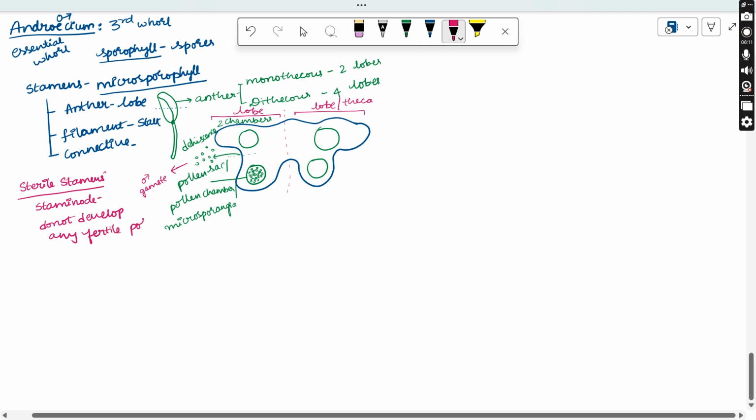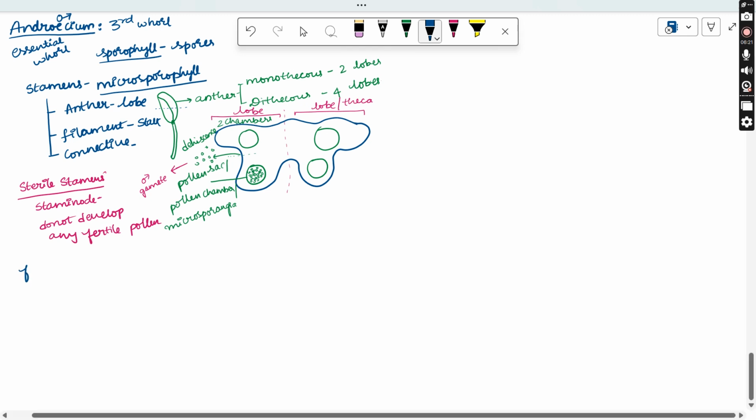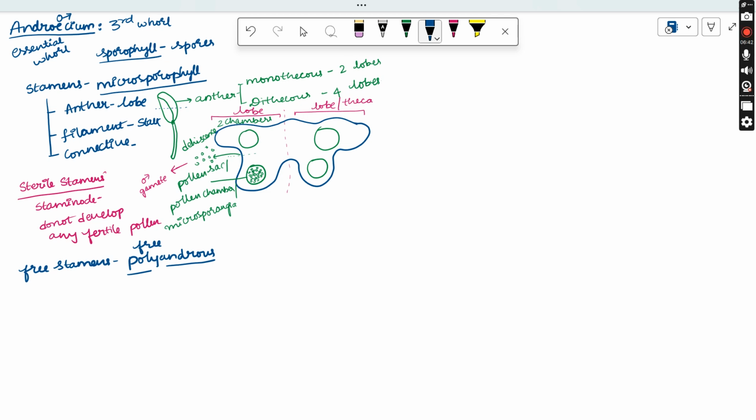Now, these stamens will be in a free condition or a fused condition. Let us see what terms we can use here. If all the stamens are free, like all the filament, anther, connective, if all the stamens are free, then we use the word polyandrous. Remember, poly means many or free, androus means related to androecium. So if all the stamens are free in that androecium, that condition we call a polyandrous condition.